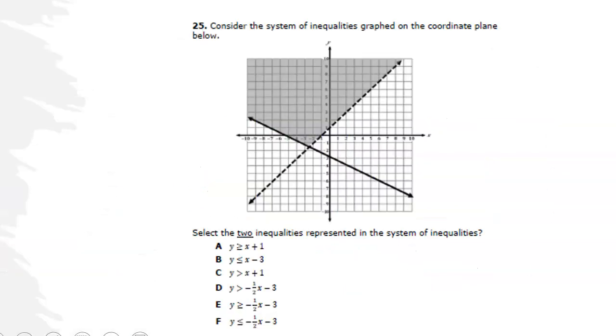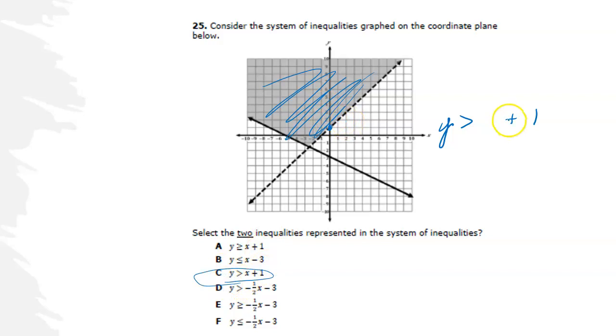All right, last one for today, number 25. Consider the system of inequalities graphed on the coordinate plane. Select the 2 inequalities represented in the system of inequalities. So let's start with the positive one, so the dashed line. It starts at 1. It's shaded above, so y is greater than, just greater than because it's dashed, something plus 1. So it could be y is greater than x plus 1. It's the only one I see that could work.